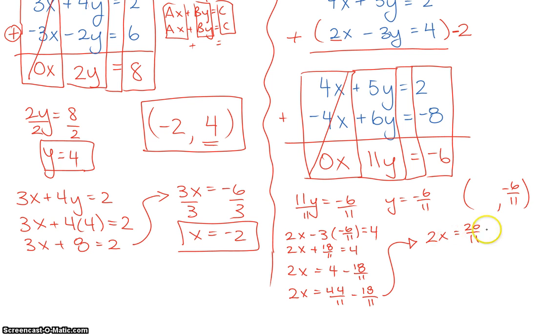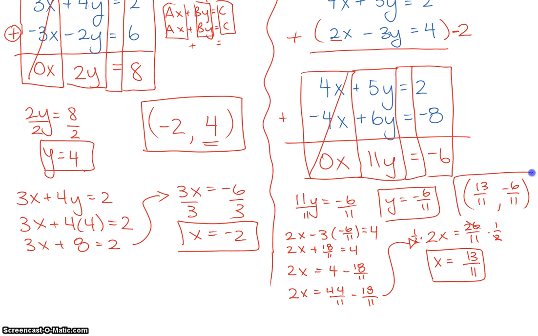I want to basically divide both sides by 2. So to divide by 2, it's the same as multiplying by a half. So you're going to get x is equal to 26, which crosses out, so 13 over 11. So then, this is our final solution. It takes the isolated y when we eliminate the x, and then when we plug in the y, we get our x value here.